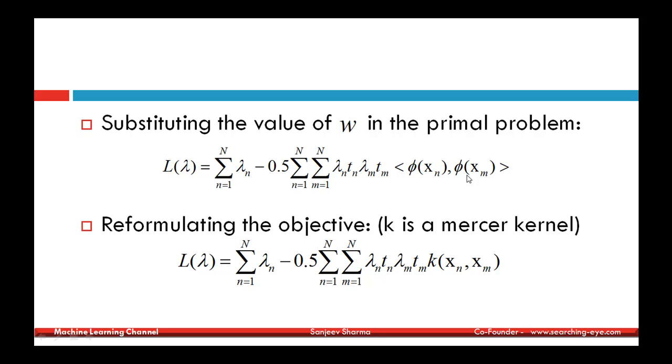And here we can use the Kernel-Trick instead of using the inner product, and we can replace this with the kernel function k of xn comma xm, where k is any Mercer kernel. So this is how the SVM uses the Kernel-Trick to solve the dual problem.